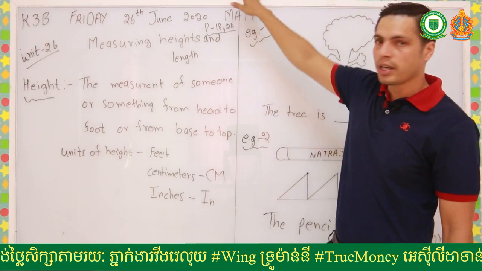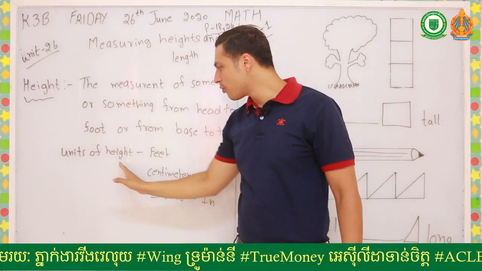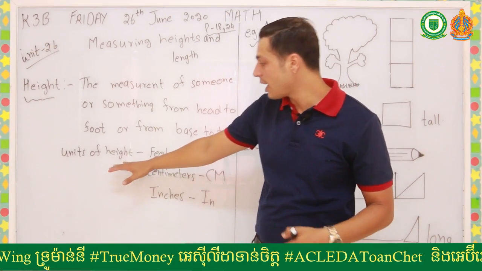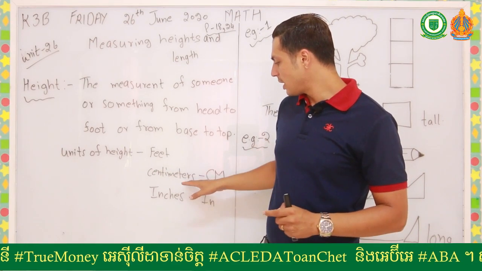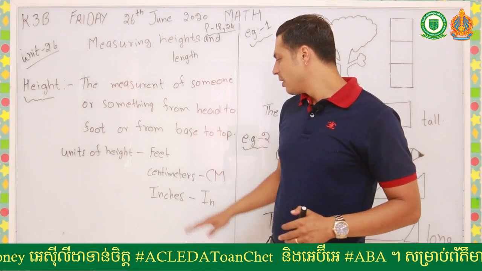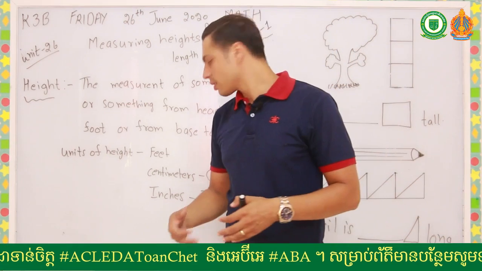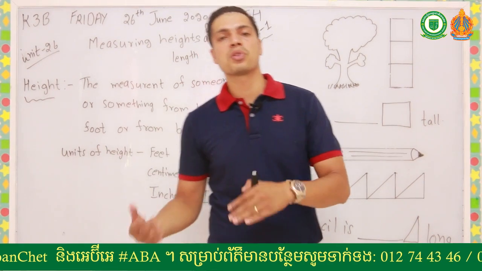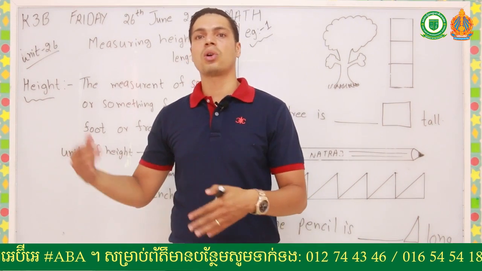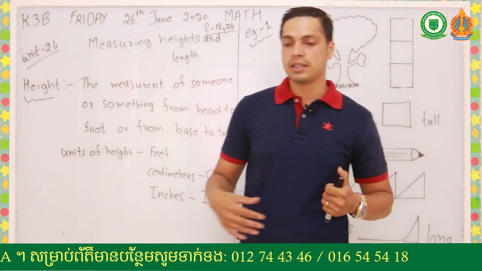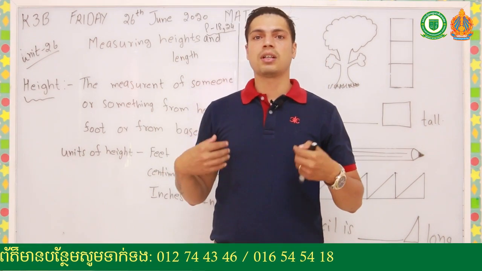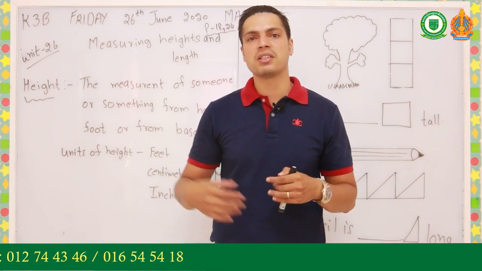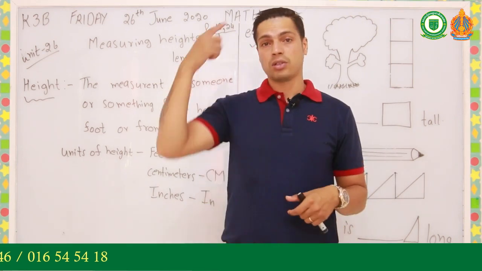Okay. And what are the units? Units of height. Units mean what we measure things in. Okay. We measure height in feet, centimeters, and inches. But in Cambodia we use centimeters. So like, how tall is someone? If you talk about a person or a building, how tall is that building? Okay. If you are at home and you have a measuring tape, you can measure yourself, from toe to head.